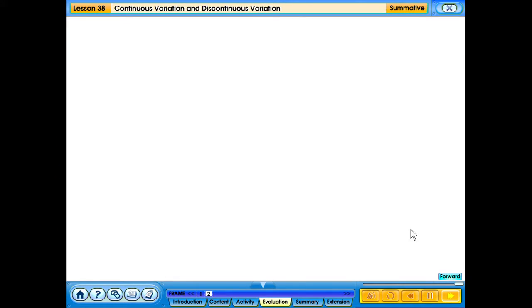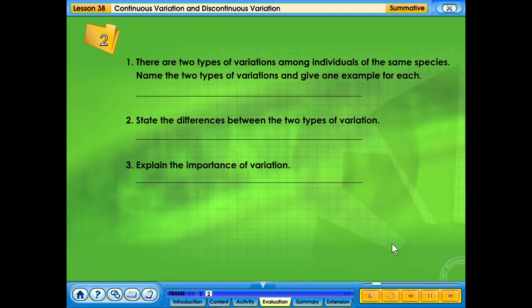There are 2 types of variations among individuals of the same species. Name the 2 types of variations and give 1 example for each. State the differences between the 2 types of variation. Explain the importance of variation. Click on the line to refer to the answer.